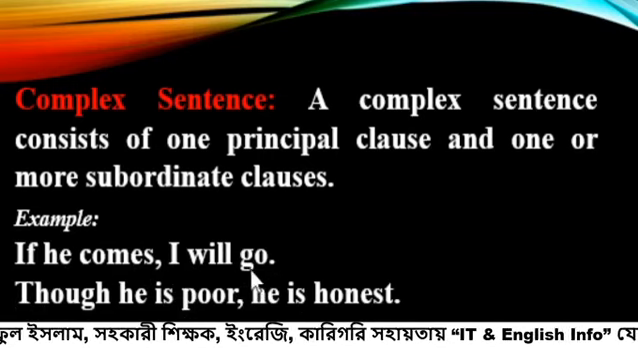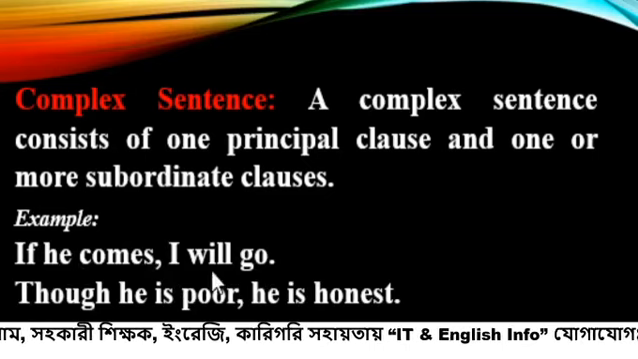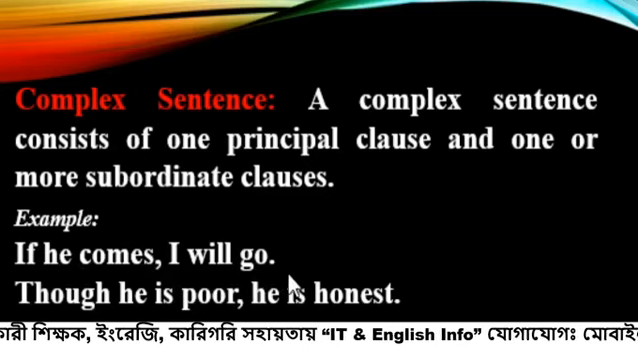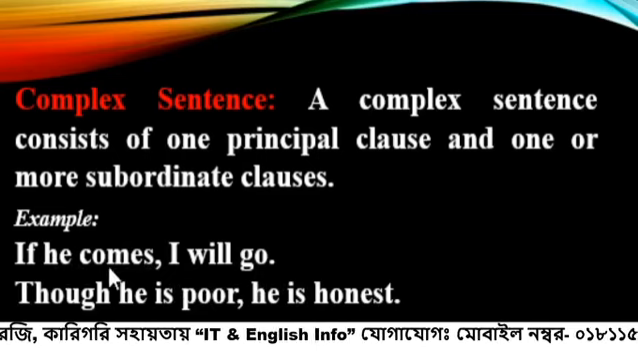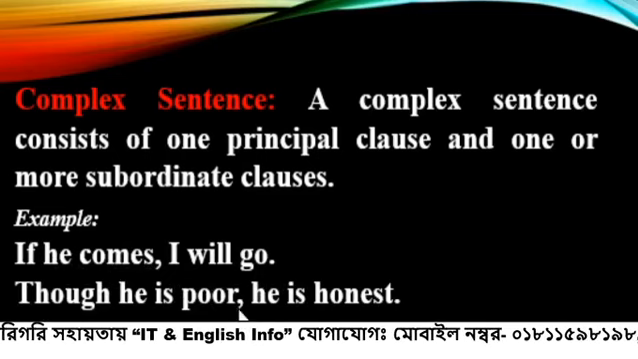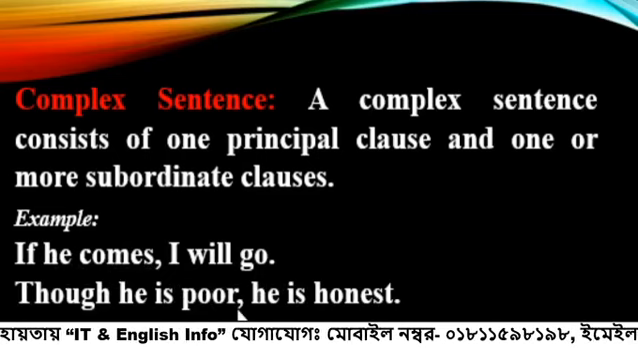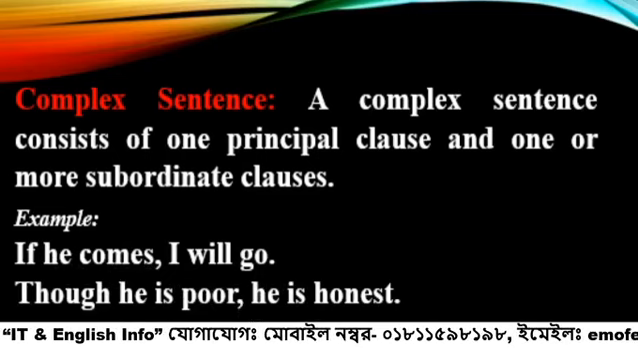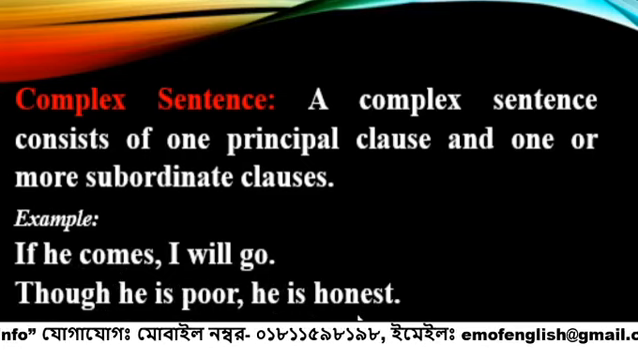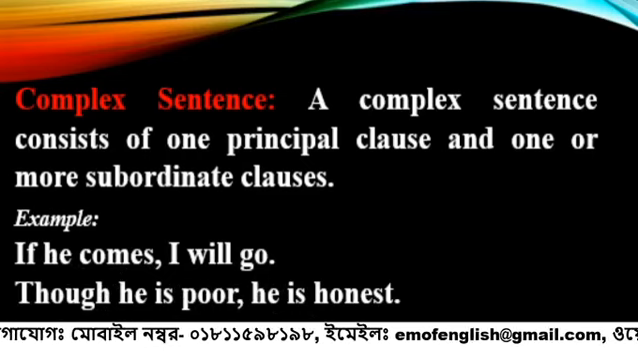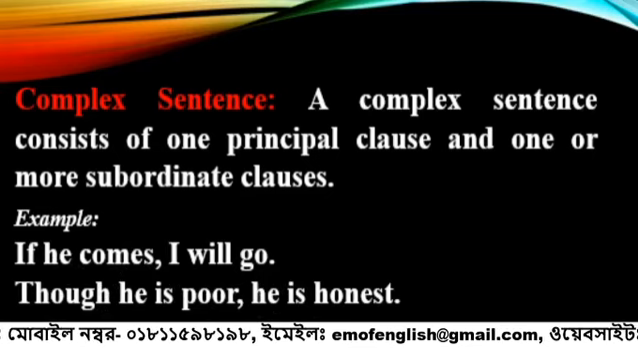These two sentences are complex sentences because each has one principal clause and a subordinate clause. In example 1, I will go is the principal clause, and if he comes is the subordinate clause. In example 2, though he is poor is the subordinate clause, and he is honest is the principal clause. So it is called a complex sentence. Let's go to the next point.